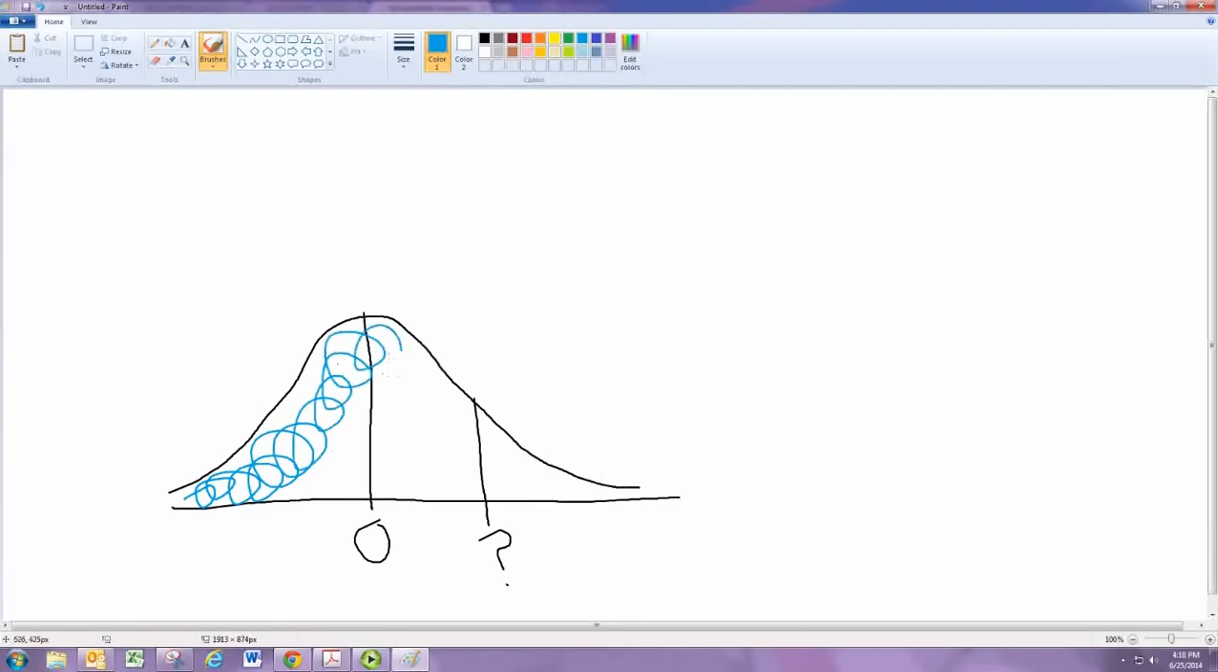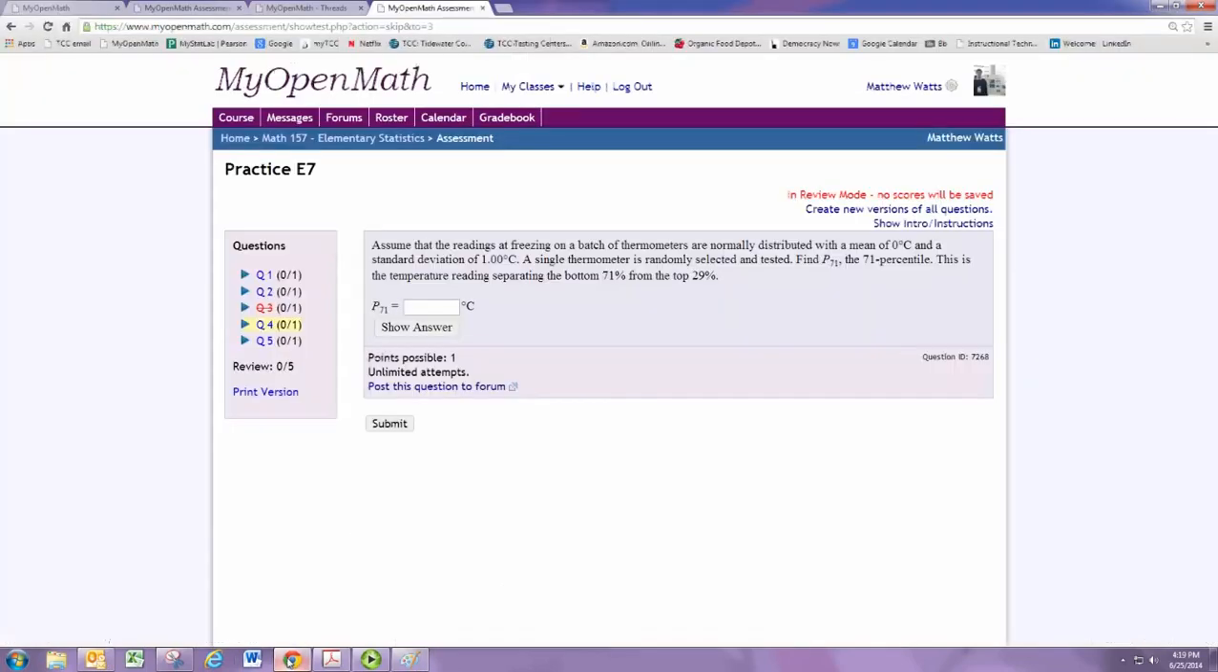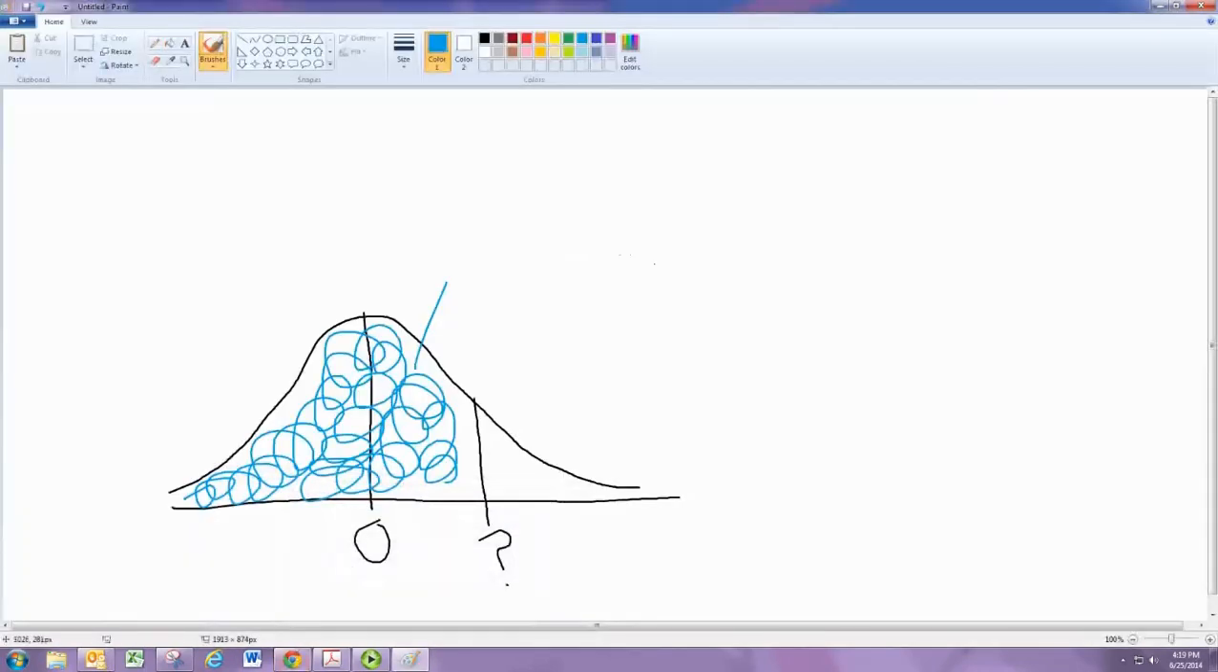Percentiles refer to the percentage below, and it's saying that that is the 71 percentile. So we want that to be 71%. And you can see we are looking for a number that's greater than 0, and we know the area to the left is 0.71. Some problems would be given the area to the right, and you can always use the fact that the total area is 100% to find the area to the left.